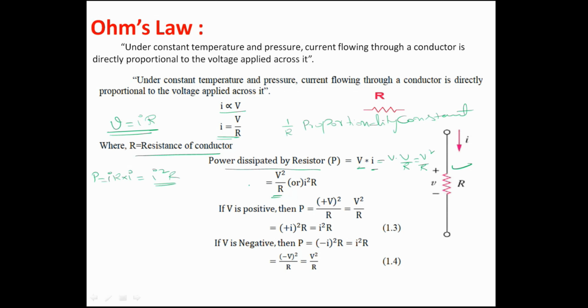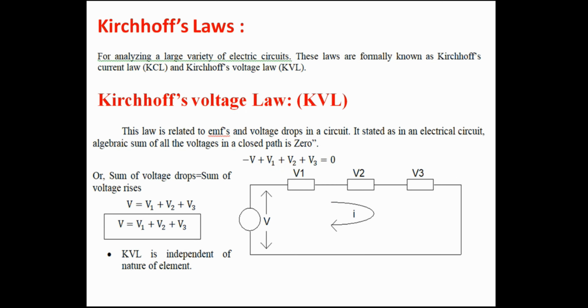Therefore, the power dissipated in a given wire or a resistor can be expressed as V square by R or I square R. If V is positive, it will be plus V square by R, or if I is positive, it will be I square R. Whether the voltage is negative or positive, ultimately the power dissipated in a resistor will be the same, right? And this is about Ohm's law.